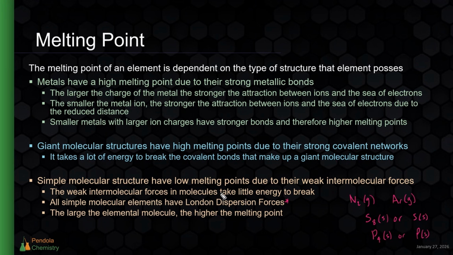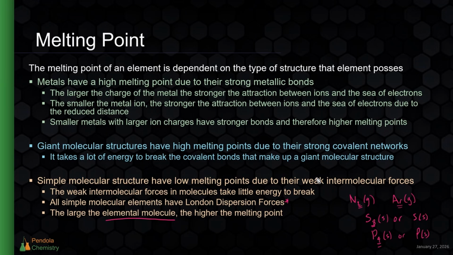So because we're only looking at London dispersion forces, the larger the element and the larger the molecule is, the higher its melting point is going to be. Which is why things like S8 and P4 are solids, which have a lot of atoms, but things like N2 and argon are gases, which have just one or two atoms in them.